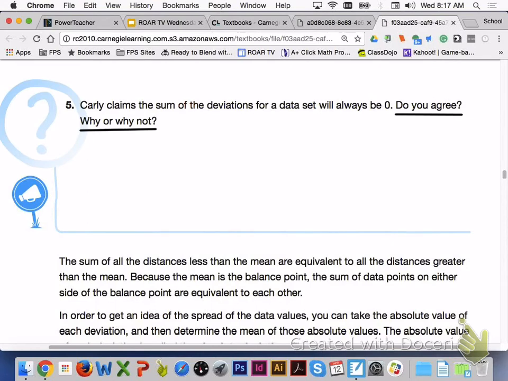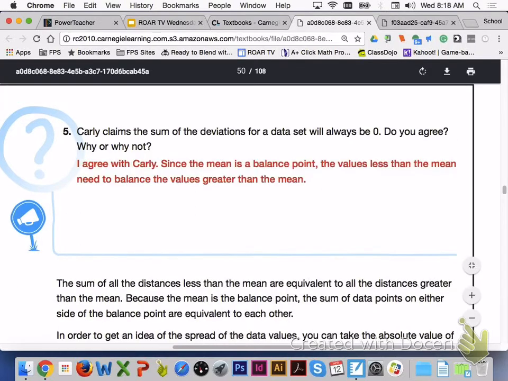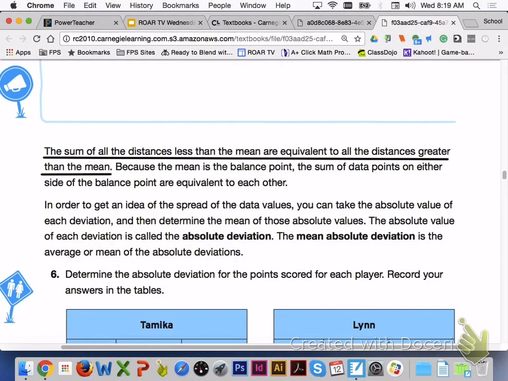Please turn to page 1098 and answer number 5 with your group members. For number 5, we are going to agree with Carly. Since the mean is a balance point, the values less than the mean need to balance the values that are greater than the mean. The sum of all the distances less than the mean are equivalent to all the distances greater than the mean. Because the mean is the balance point, the sum of data points on either side of the balance point are equivalent to each other.